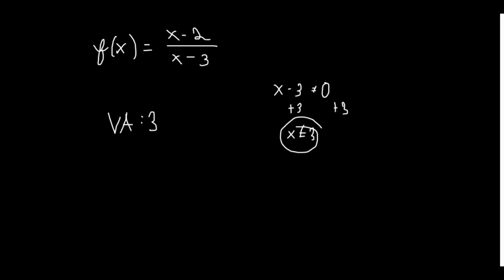Now, how can we find the horizontal asymptote? We said that if they have the same degree, then our horizontal asymptote will be 1. But if this has a numerical coefficient, suppose that it has 4 here, then we will divide this numerical coefficient by the numerical coefficient here, which is 1. 4 divided by 1 is 4. Therefore, our horizontal asymptote will be 4, if this is the scenario.